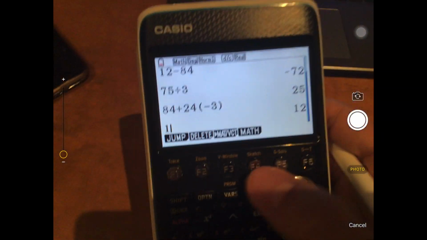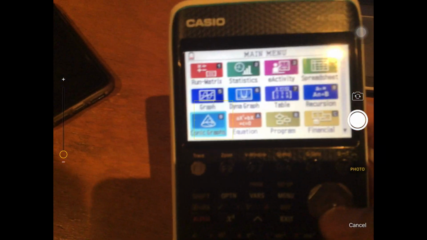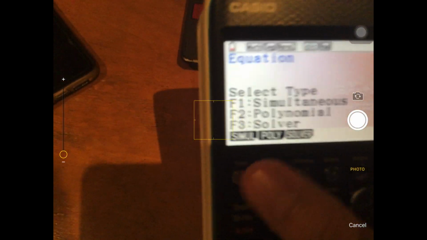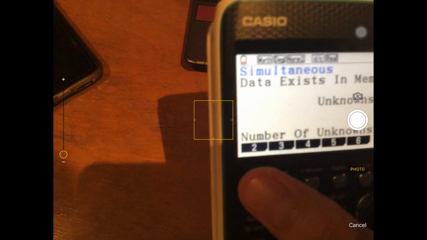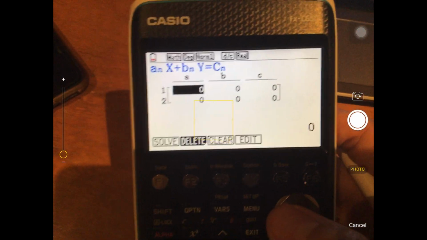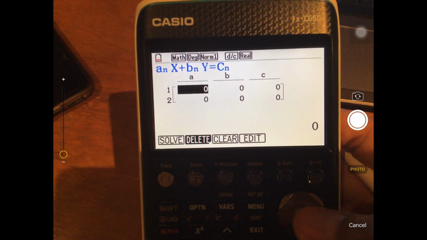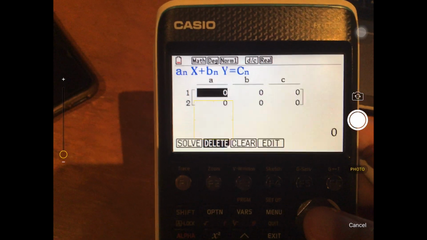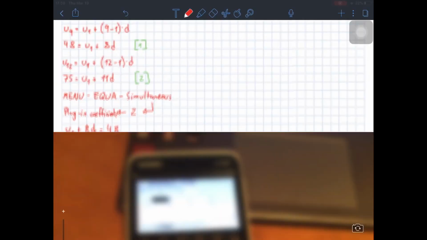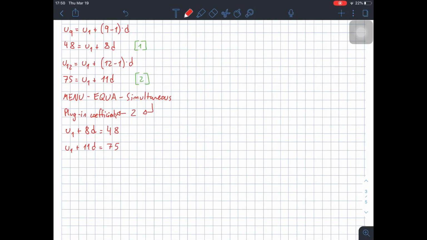So this is a calculator. Remember, you're in the main menu. So if you go to menu, equation, simultaneous is F1, number of unknowns 2, and then you plug in the coefficients in the order that is established in the assignment. I don't have the values here, so I'm gonna go back. But you know how to do that there, okay?